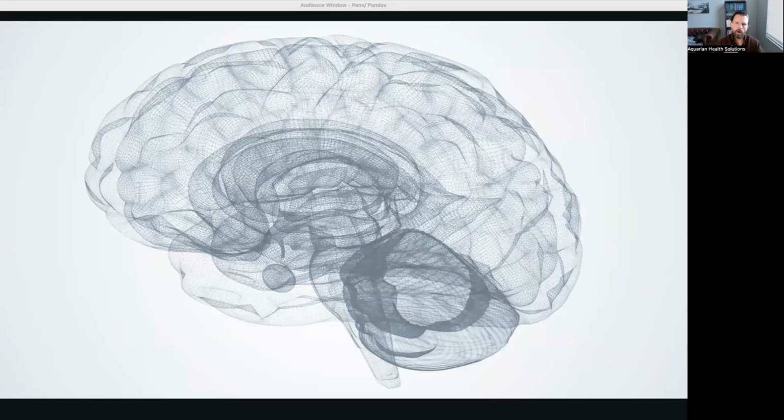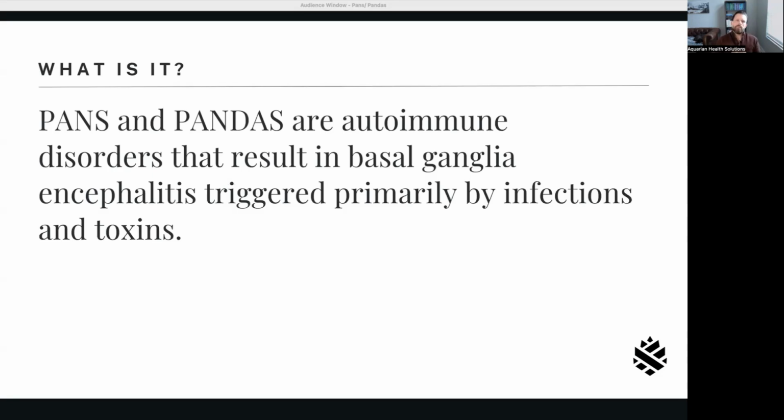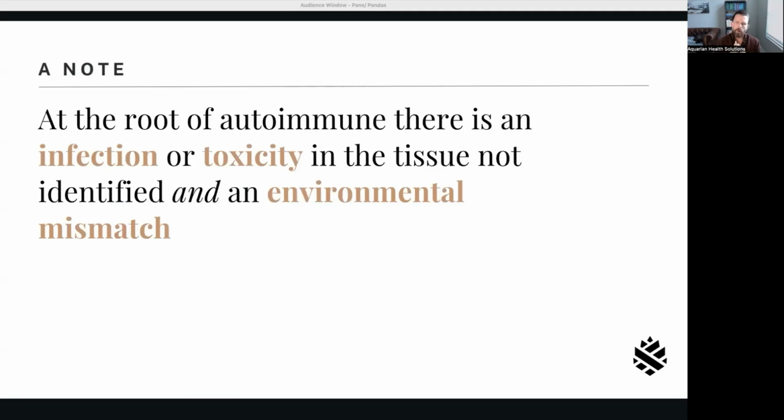Let's get back to autoimmune encephalopathies and exactly what's involved in PANS and PANDAS. Like I alluded to, PANS and PANDAS are autoimmune disorders that result in basal ganglia encephalitis. And these are primarily triggered by infections and toxins. And it's important to know that at the root of all autoimmune conditions, whether it's PANS, PANDAS, autoimmune thyroid conditions, or autoimmune gut conditions, there is an infection or a toxicity in the tissue not identified and an environmental mismatch.